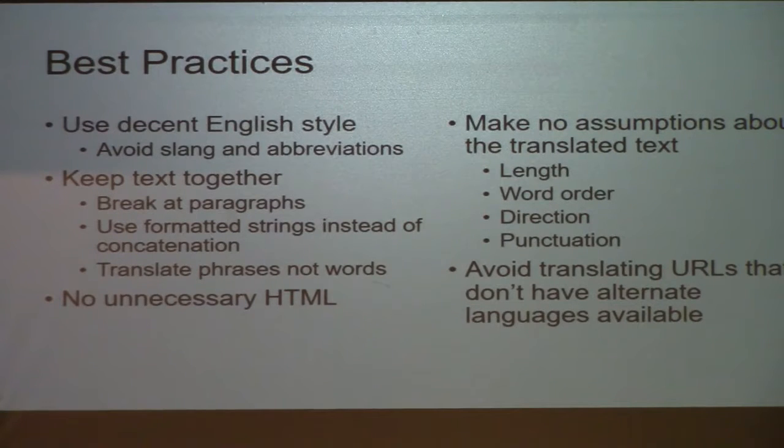All right, and finally, avoid translating URLs that don't have a translation. If you're linking to something like Wikipedia, that's probably safe. But if you're linking to your personal blog and you only speak one language, use a formatted string to put that in, because the translators are going to try to find a translated version of that page, and it's not going to work.